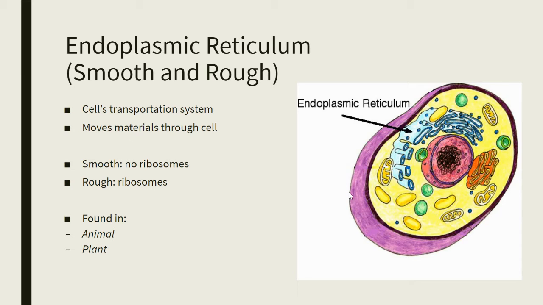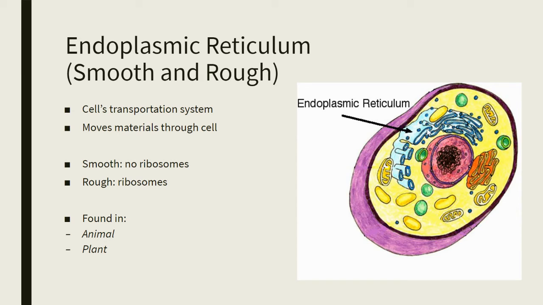Next up, we've got the endoplasmic reticulum, sometimes shortened to ER. There is a smooth ER and a rough ER, and they are the cell's transportation system. So think of them kind of like a bus line that runs through a city and moves things around the city. That's kind of like the endoplasmic reticulum. They move materials wherever they need to be throughout the cell.